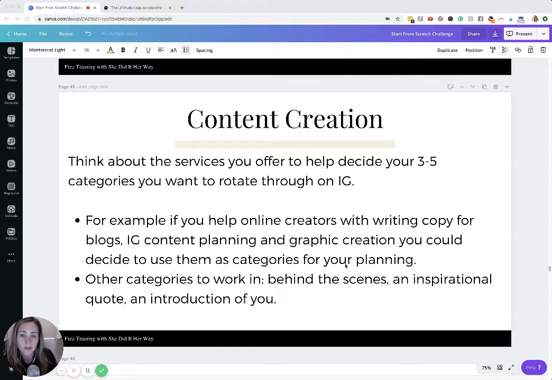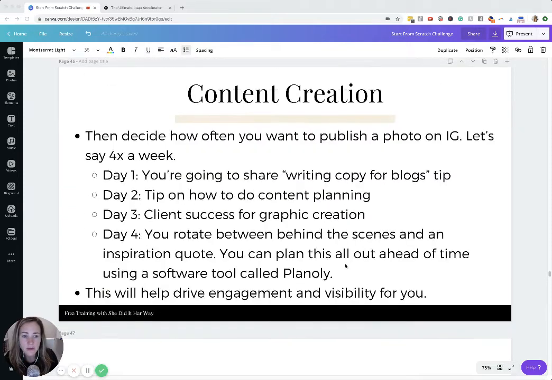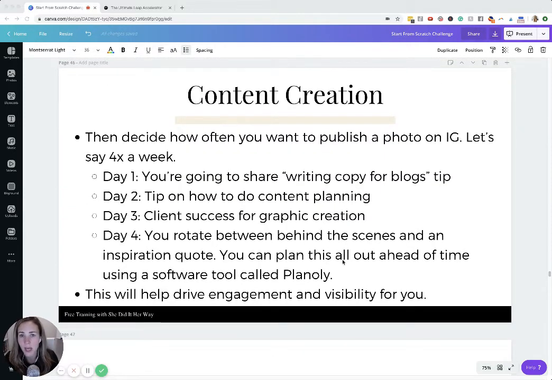So what we're going to do is, once you have your content buckets, and let's say you've got 4 content buckets, then you want to decide how often you want to publish on Instagram per week. And let's say you want to publish 4 times per week. So you have 4 content buckets, you want to publish 4 times a week. Then what you do is you just make a schedule.